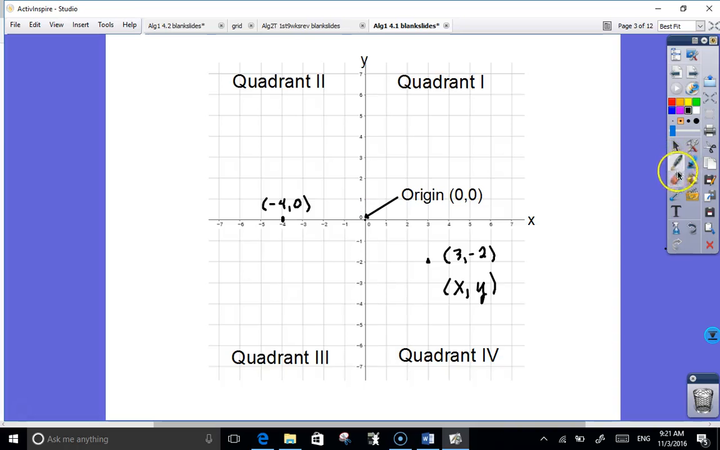How far do these number lines go? Like the x-axis, how far does it keep going? I mean, does it stop at 7? How far does it go? Forever. It's infinite, right? And the same thing, this is going infinitely to the left, and it's going infinitely up and down.